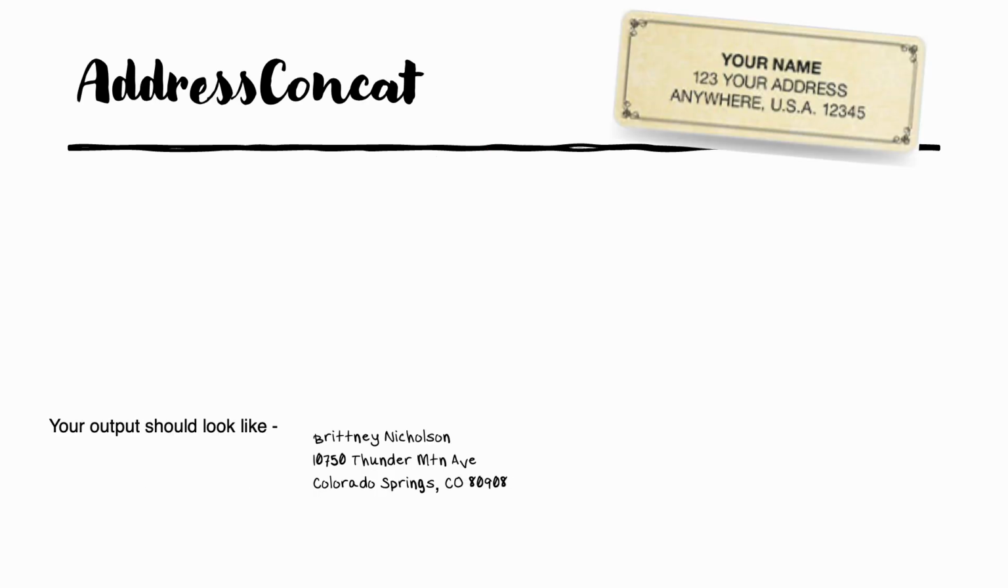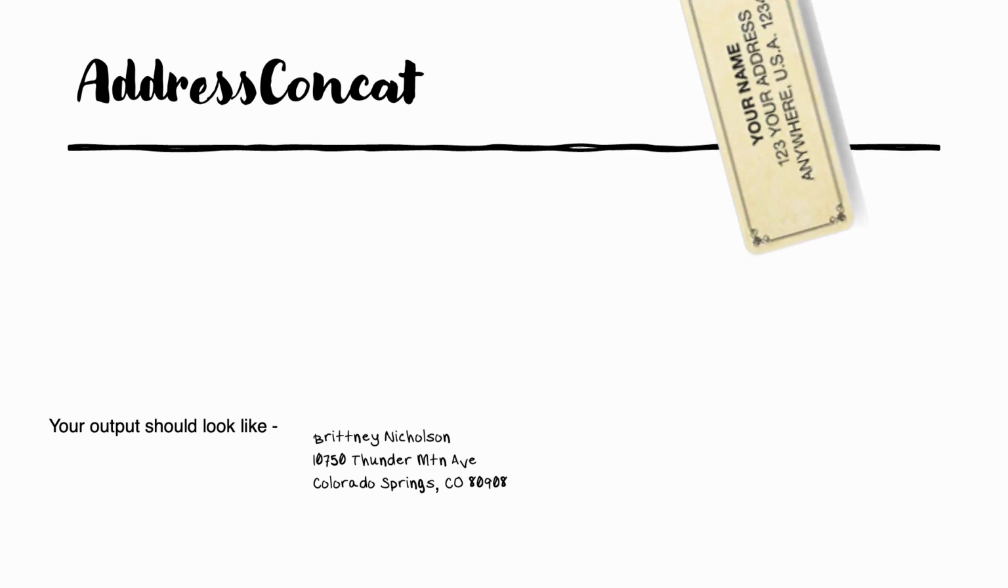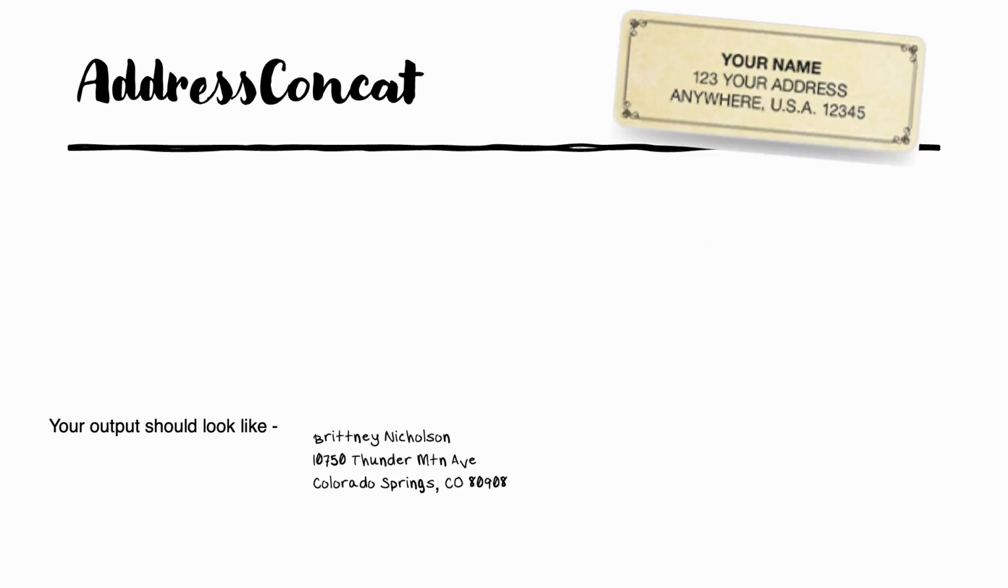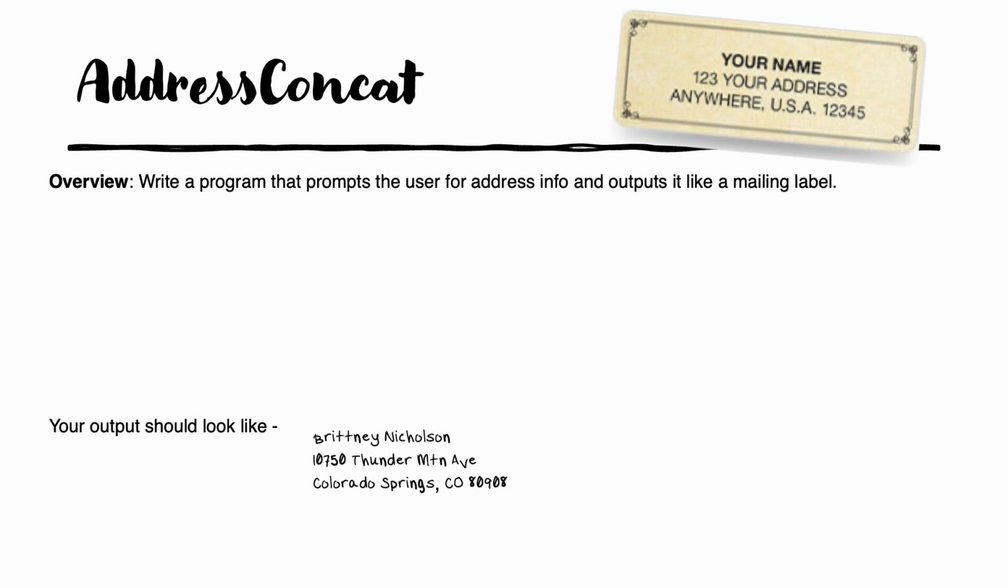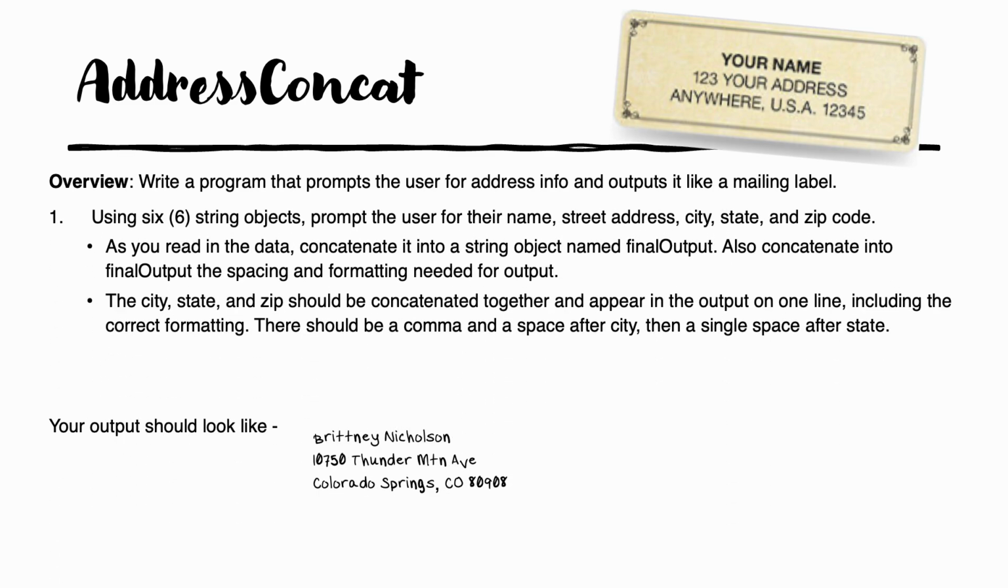On the screen, you can see a mailing label, that little thing that gets added to envelopes up in the upper left and right in the middle before you send it out. In AddressConcat, you're going to write a program that prompts the user for address information and outputs it like a mailing label. First, you're going to create 6 string objects, and you're going to prompt the user for their name, street address, city, state, and zip code, which is not 6. So that means we're using that 6th string to do something else later.